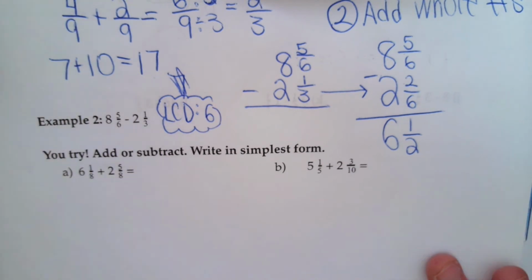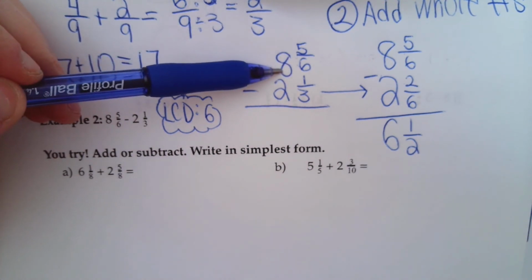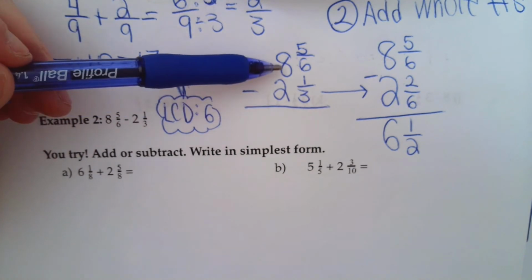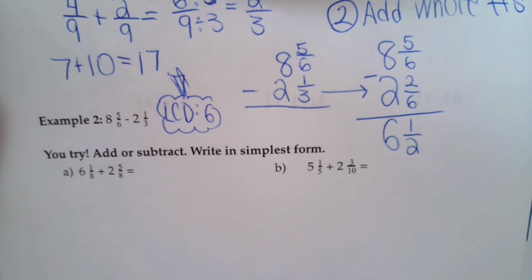You can also check your answer by kind of just estimating. So 8 5/6 is really close to 9, and 2 1/3 is close to 2. So if I did 9 minus 2, I'd get 7. 6 1/2 is close to 7, so that makes sense. When you're ready, feel free to go try A and B on your own.